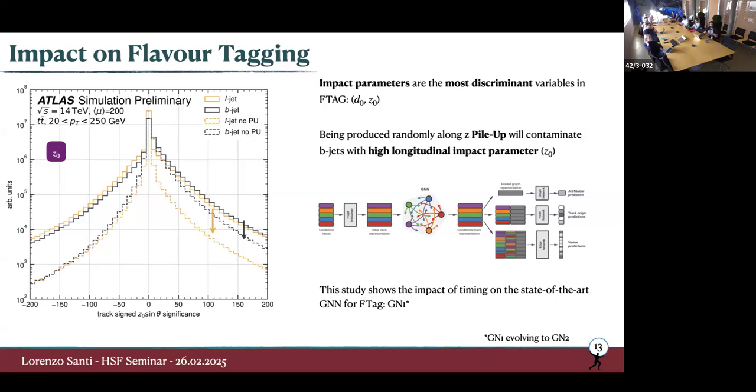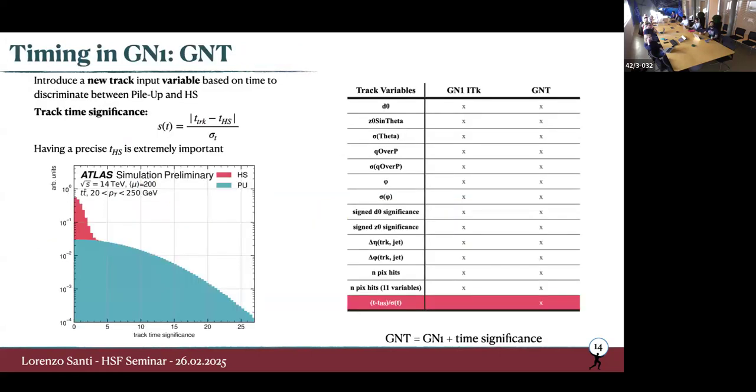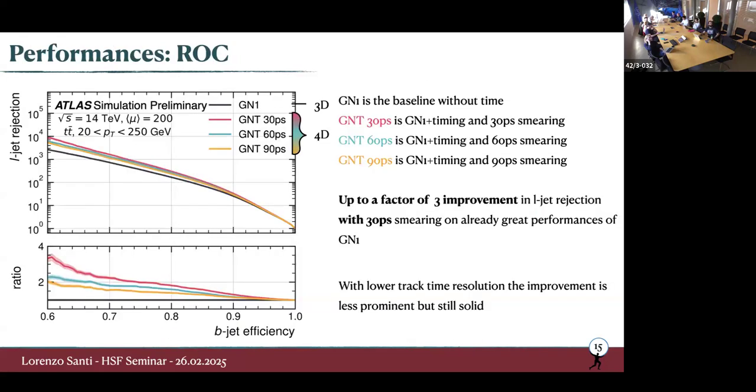And this is fed into the state-of-the-art network, adding a time variable to the track, which is essentially the time significance, which has this distribution. From this, we can see the performance comparing the case without time, GN1 ITk, and GNT, which is GN1 plus the time significance. And here you can see a bunch of results, in the way we usually present flavor tagging results: the light jet rejection as a function of b-tagging efficiency, for the different cases.